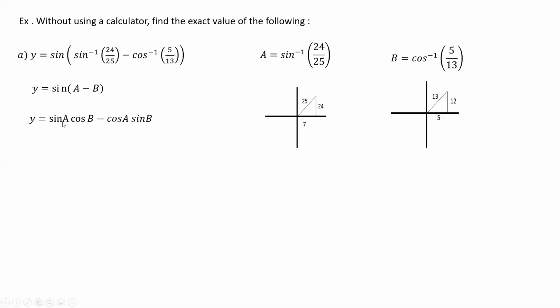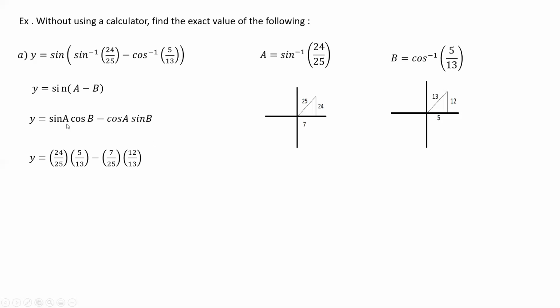Now, the sine of angle A. Angle A was this one. Sine is y over r. So you can put down 24 over 25 for that. Cosine of B, this is angle B. Cosine is x over r. Cosine of A, there's angle A. Cosine is x over r. And the sine of B, there's angle B, and the sine is y over r.